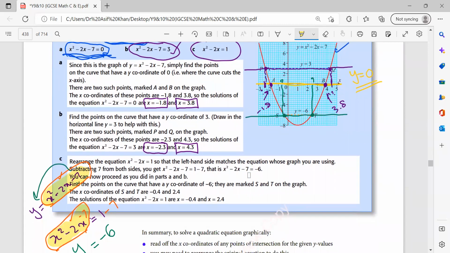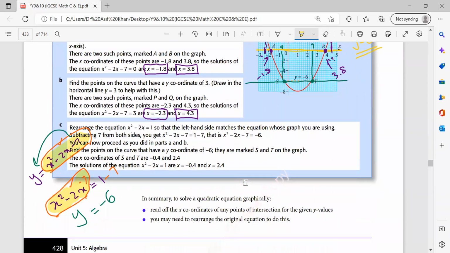Do you understand this one or not? Yes, sir. Everyone? Yes, sir. Zain, Alisha, Abdullah? Yes, sir. Clear? Yes, sir.